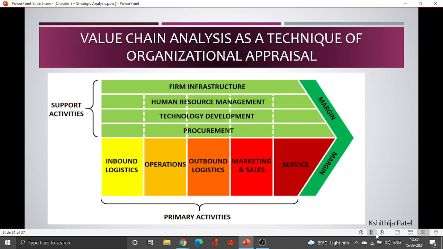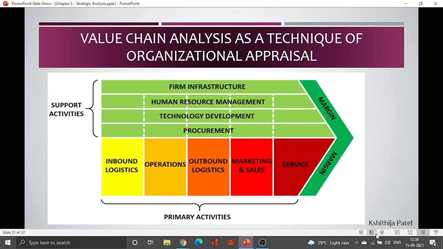So primary and support activities, as you can see, are the two main parts into which Michael Porter divides the value chain of a manufacturing concern. The primary activities are further divided into five sub-activities: inbound logistics, operations, outbound logistics, marketing and sales, and services.